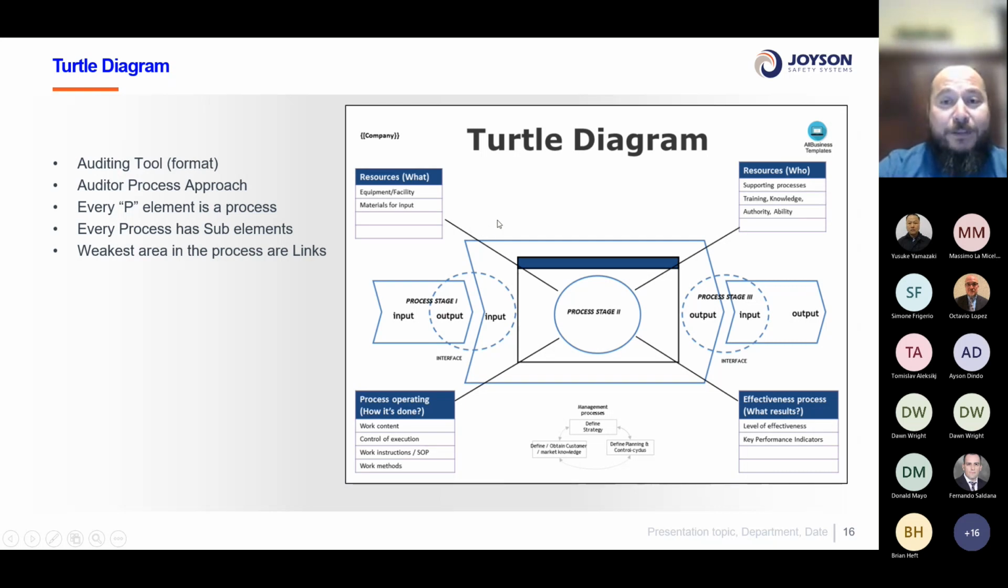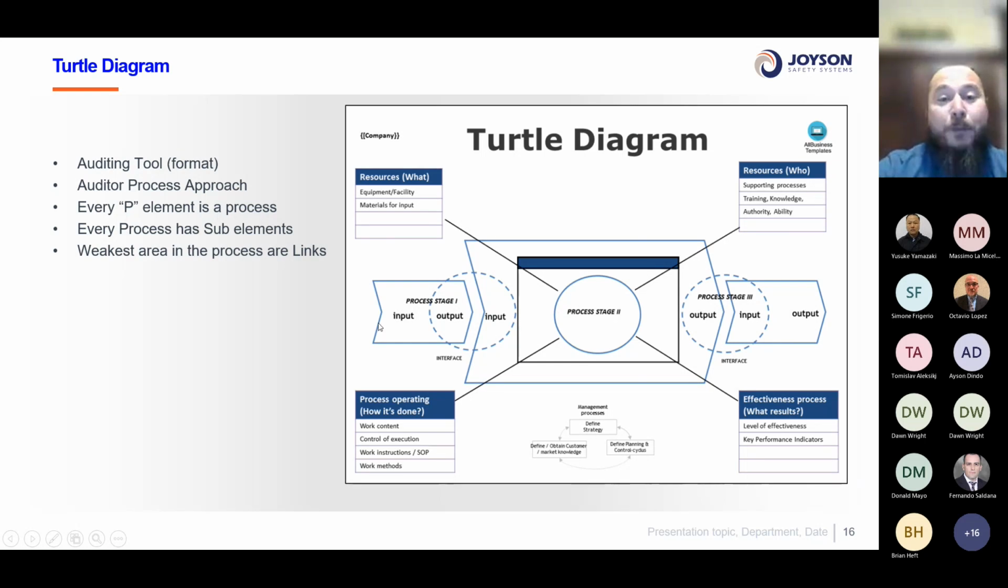As an auditor, this specific format is going to guide you from process thinking. Every P element has to be seen as a process itself, and in fact, it is a process itself. What the turtle diagram does for us is establish the linkage between the beginning of the process and all the resources that you can see on the screen. It's called a turtle diagram because the main process stage is like the body of the turtle, and you will see four limbs, four external sources reaching out to the process: the what, the who, the how, and the results. Those four elements reach out to our process.